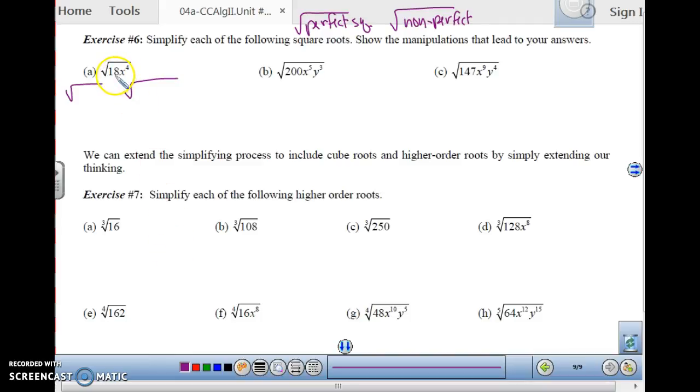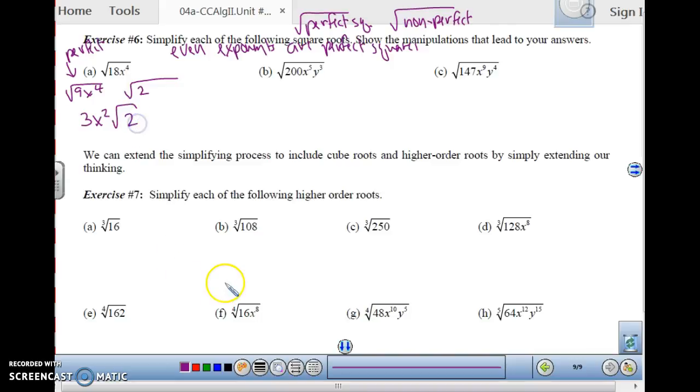Okay, so what perfect square goes into 18? The biggest one would be 9. 9 is a perfect square, 2 is not. 9 times 2 is 18. All right, now, x to the 4th, is that a perfect square? Yes. Even exponents are perfect squares. So that is going to go in my list of the perfects, and these are the non-perfect. So once I've got them split up, the square root of 9 is 3. The square root of x to the 4th is x squared. And this is the non-perfect squares. It just stays like that.